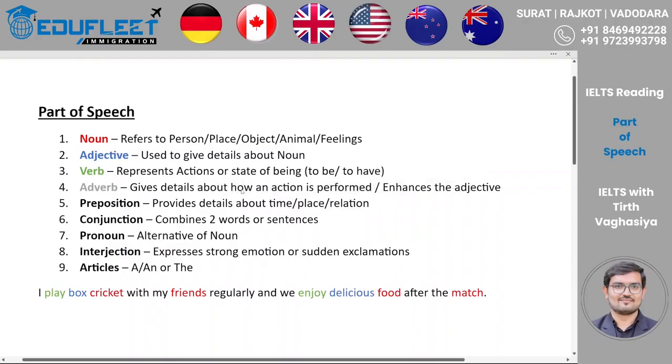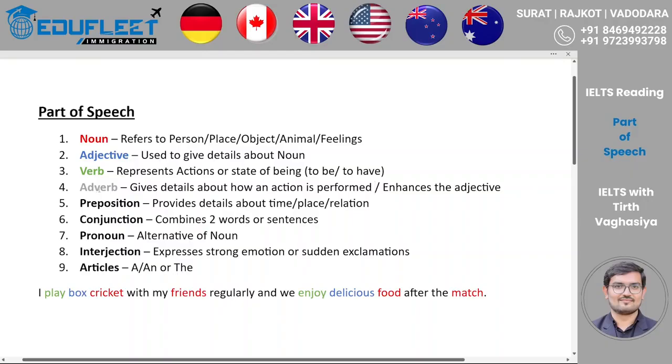For example, currently I am speaking, but how I am speaking, that particular term would be put under the category of adverb. For example, I am speaking loudly, I am speaking slowly, I am speaking fluently. So 90% of adverbs end with the term ly. That is your adverb.